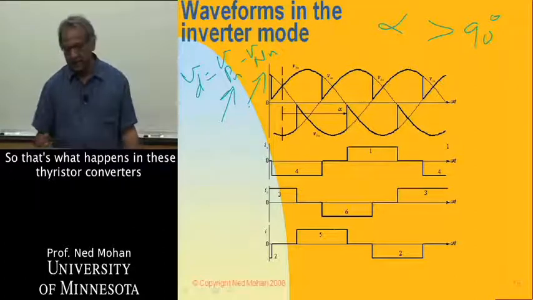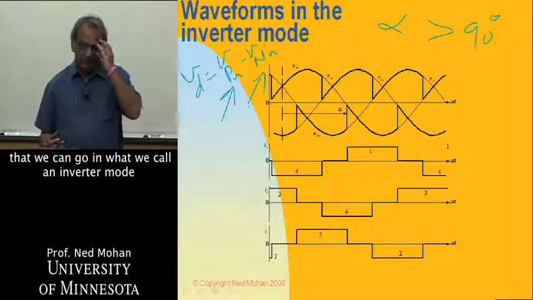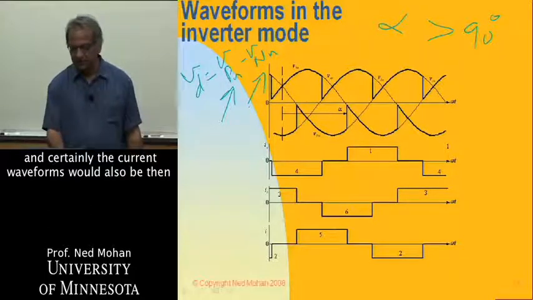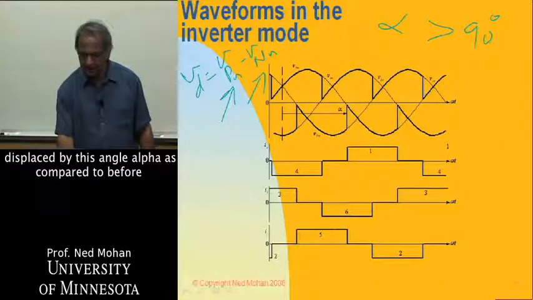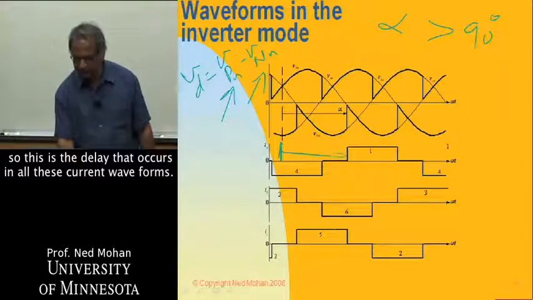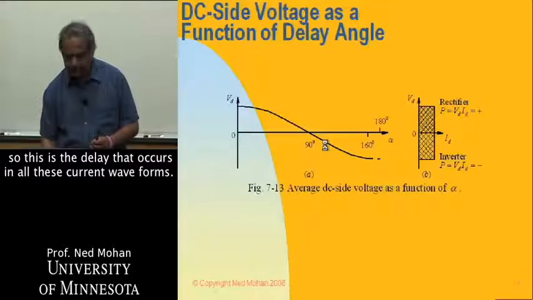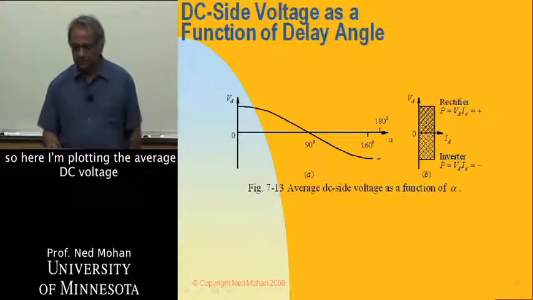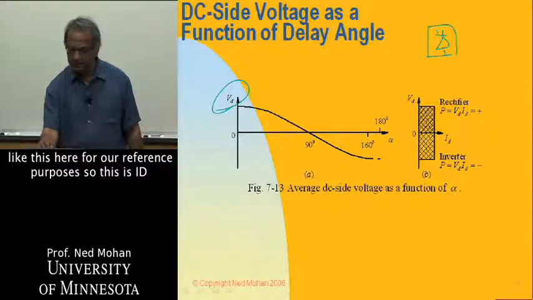Okay, so that's what happens in these thyristor converters, that we can go in what we call an inverter mode, and we'll see this very clearly. And certainly the current waveforms would also be then displaced by this angle alpha as compared to before. So this is the delay that occurs in all these current waveforms. All right, so let's look at the effect of this delay angle. So here I'm plotting the average DC voltage across this thyristor converter. So let me just draw it like this here for our reference purposes.